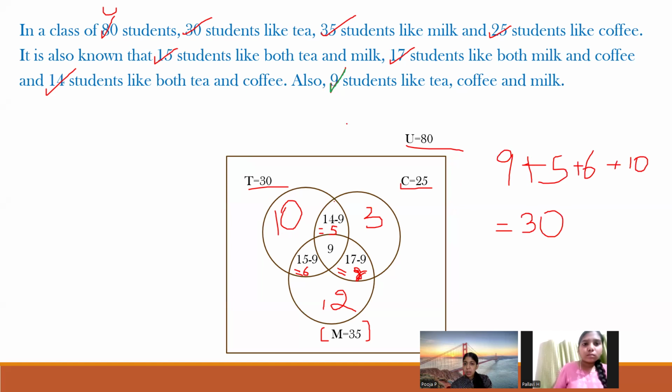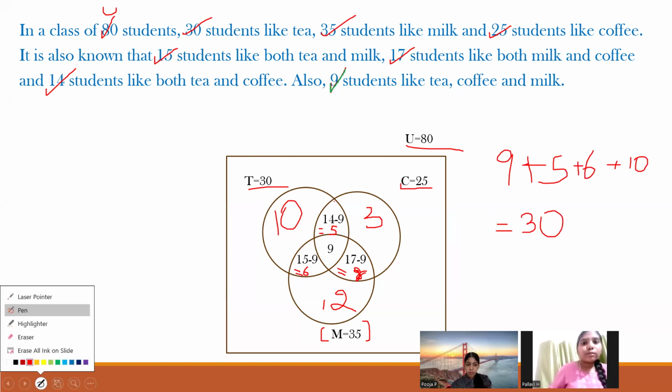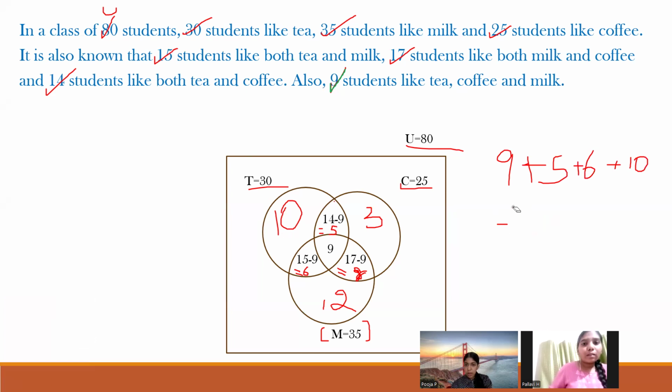So among this entire class of 80 students, 30 like tea. So how many do not like tea? The question was how many do not like tea. So 80 minus 30. The answer is 50. So the answer there is 50.